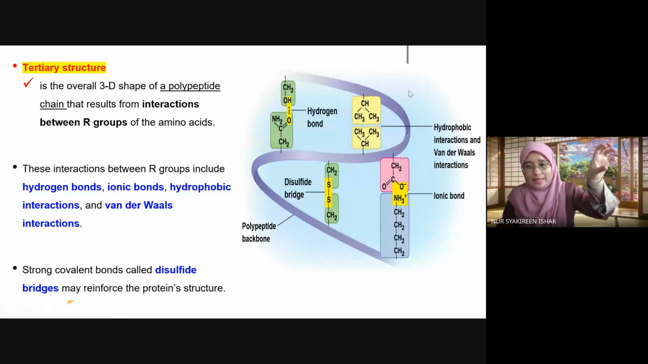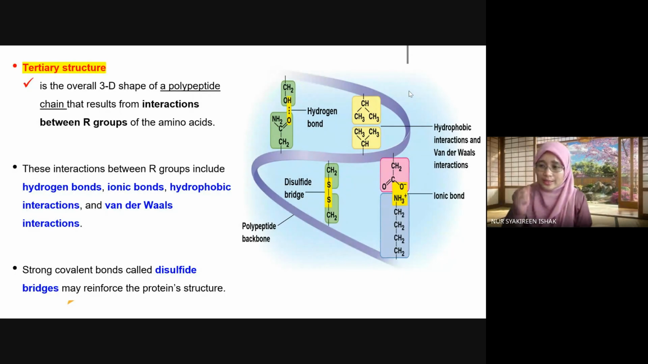Okay. So primary only involves the interaction between amino acids through the formation of peptide bonds. Secondary is the coiling or folding of the polypeptide chain in helical form or pleated sheets. So that is secondary, due to hydrogen bonding.